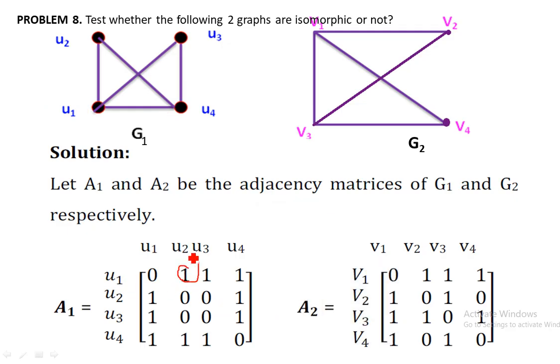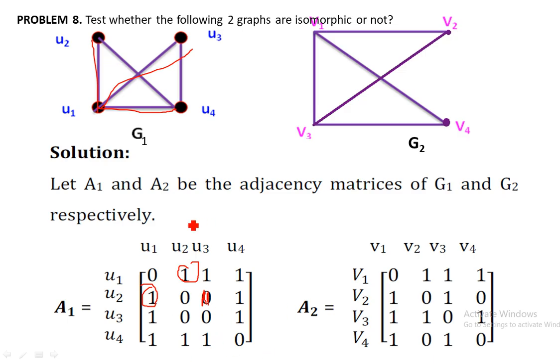U1 to U2 connected, right? U1 to U3 connected, 1. U1 to U4 connected, 1. U2 to U1 connected, right? In G, U2 to U2 there is no loop. U2 to U3 connected, so you should put 1. U2 to U4 connected, 1. U3 to U4 connected, U3 to U1 connected, and U3 to U2 not connected, that's why 0.